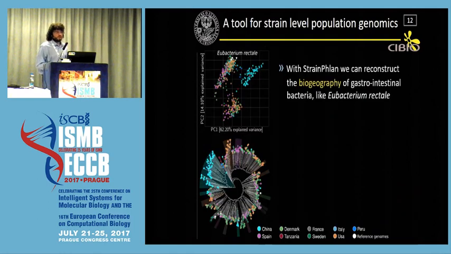We could point out the biogeography of Eubacterium rectale with StrainPhlAn. Again, they are colored by nationality, and you can see this blue blob here in the PCA graph, and again here in phylogenetic space. And these are all people from the Chinese population, so this is pretty interesting. But again, this is on the human microbiome side.